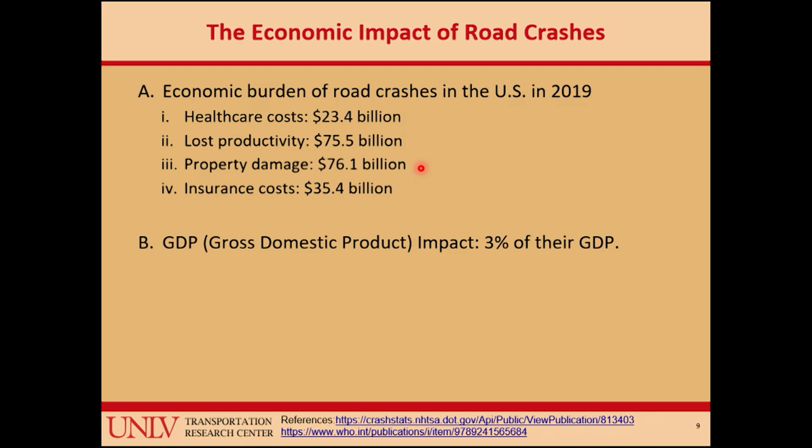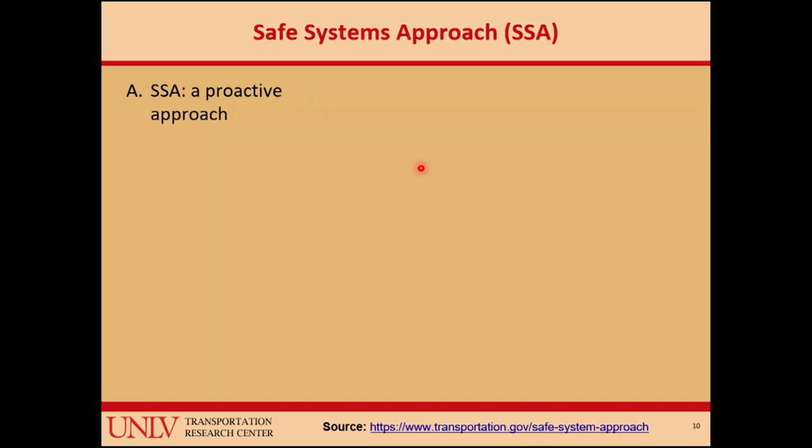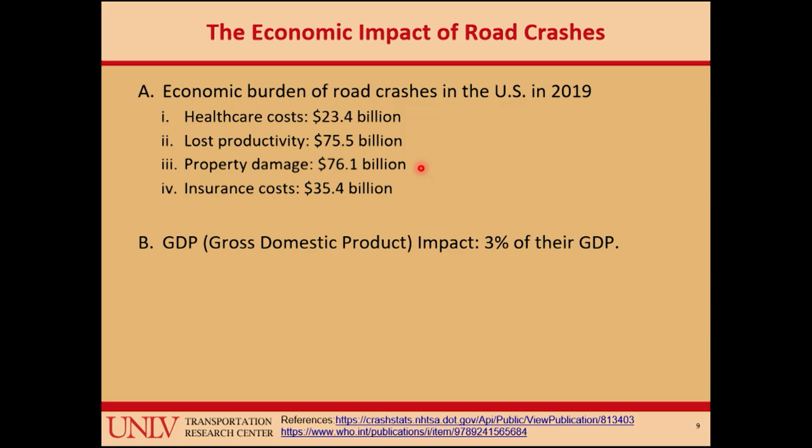$23 billion in healthcare costs, people who are injured and some end up dying, or even those who die when the paramedics or emergency medical technicians go to the crash site. There are costs associated with that. Lost productivity, 75 billion. Property damage, 76 billion. Insurance costs, 35 billion. So all of this is about $210 billion, $220 billion. That accounts for about 3% of the gross domestic product, which is a substantial number, folks.